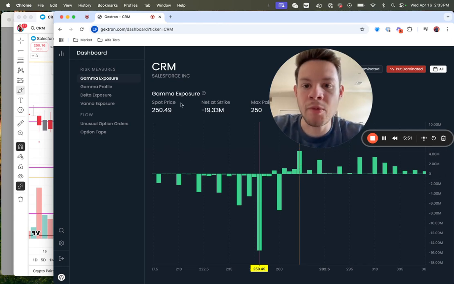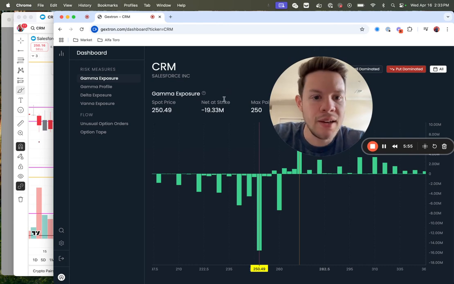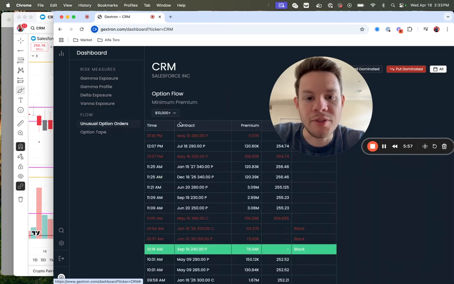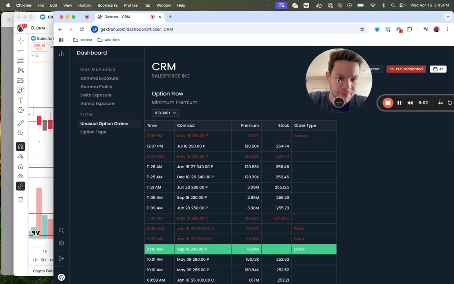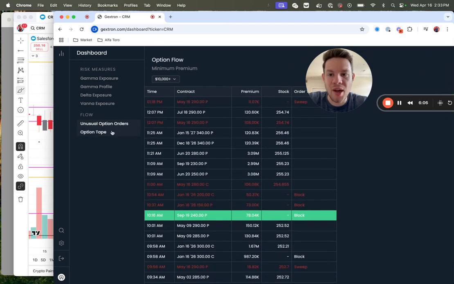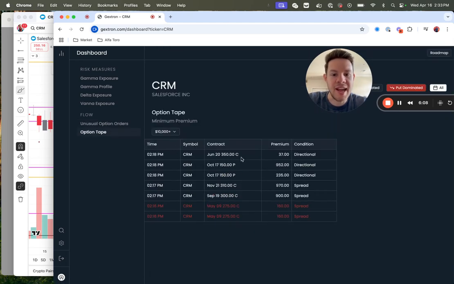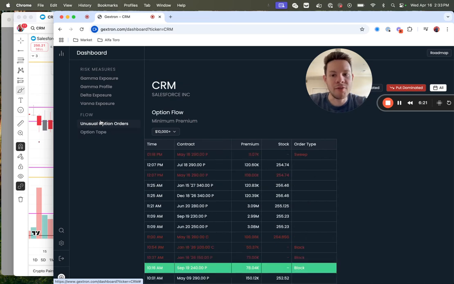Okay, the other thing that I want to point out, what Gextron was giving us a hint on, was the unusual option flow. Okay, so I need to make my screen a little bit smaller here. We're getting a lot of puts on the tape. We have the option tape here too, so you can see every single transaction that's happening. Very, very bearish, right? At least it was earlier. So we have a lot of calls being sold off, puts being picked up. There are some calls at the moment, but earlier it was more bearish for CRM.